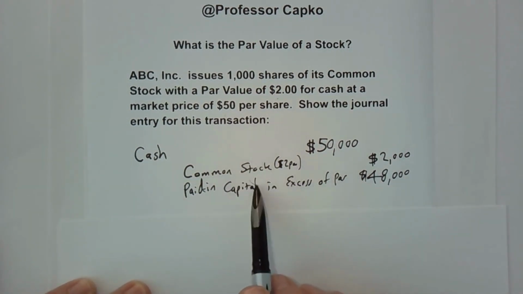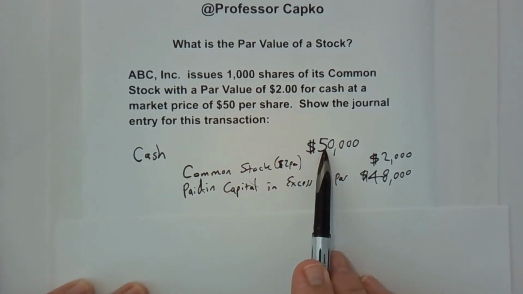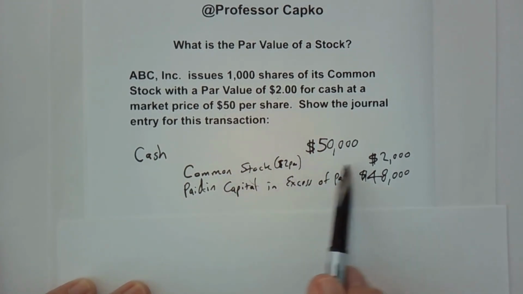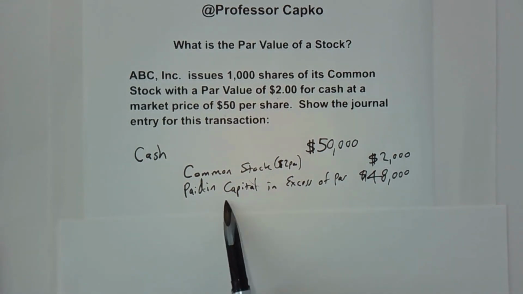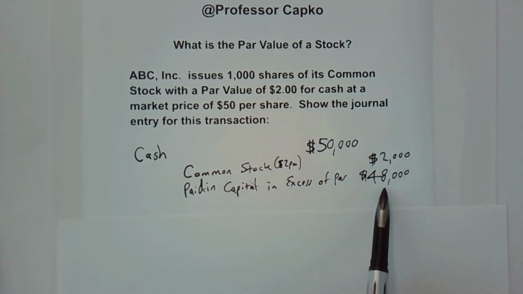So we have three entries here. We debit cash for $50,000. We credit common stock for the $2 per share par value, and then we credit paid in capital in excess of par for the remainder.